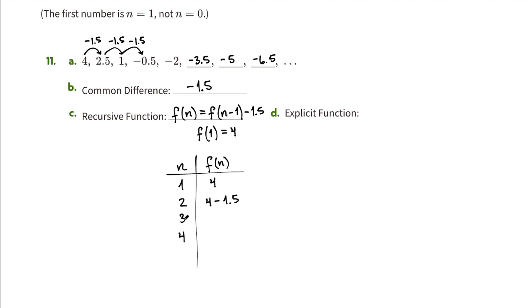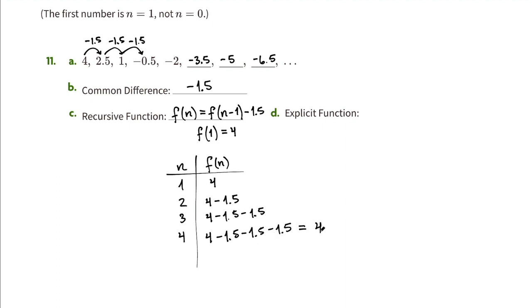And the third term, I'm going to take the term before it, and then minus 1.5. And then for our fourth term, we take the term before it, and then subtract 1.5. So I start to see here a pattern, and what we're going to do is take this repeated number that keeps showing up, and we'll write it in a condensed form.